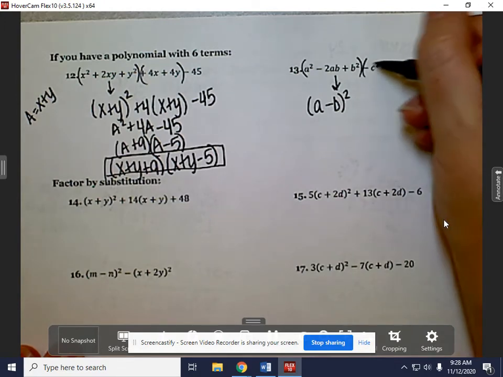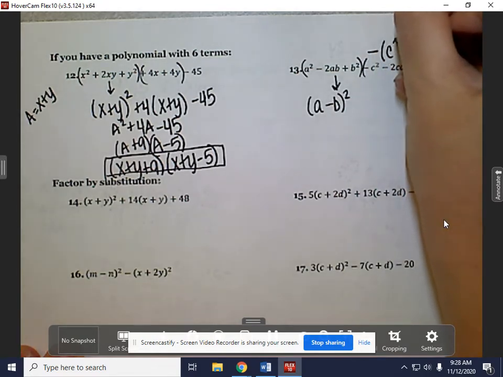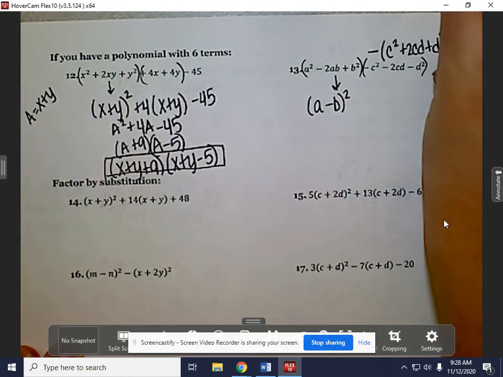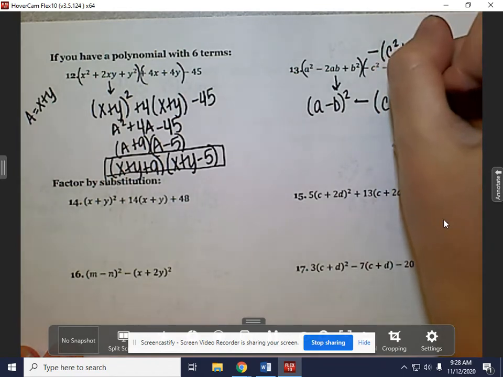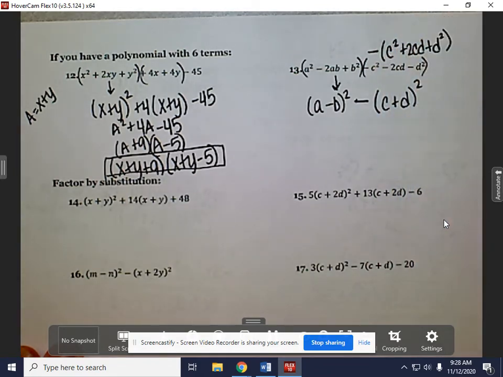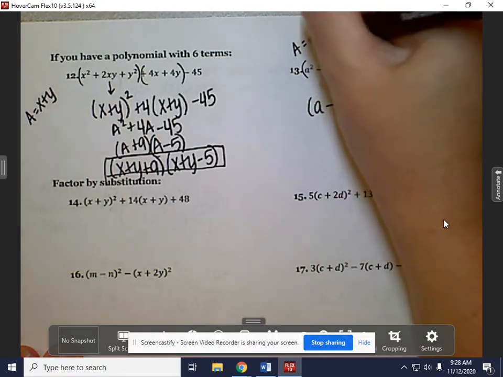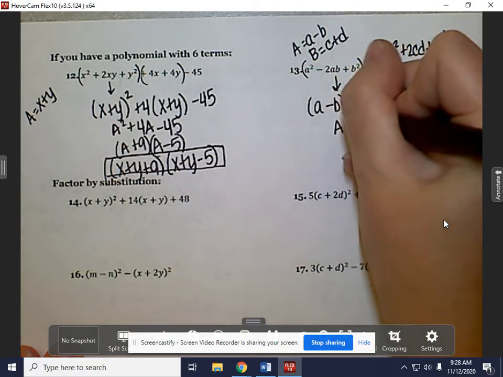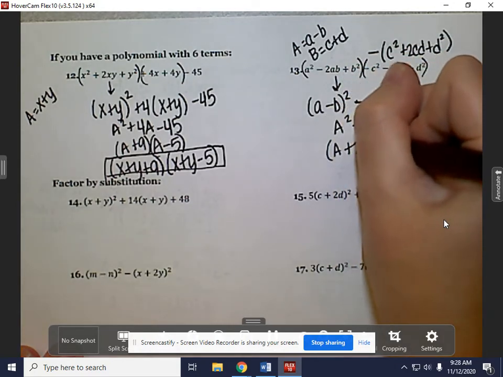Here, though, I don't want to factor this yet because that first term is negative. So take the negative out. You'll be left with c squared plus 2cd plus d squared. So that would be minus, and that would factor to c plus d squared. So once again, if you want to use that substitution, you can say a is a minus b, and b, I'm sorry, because there's all sorts of weird letters here, is c plus d. A squared minus b squared would just be a plus b, a minus b.